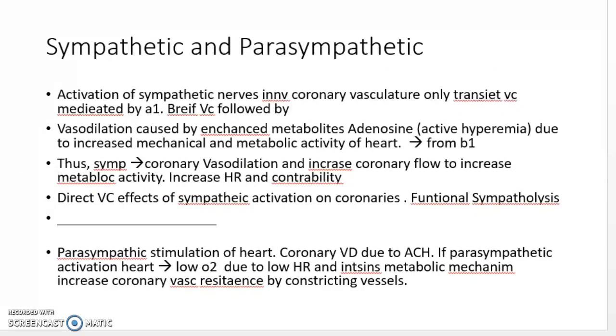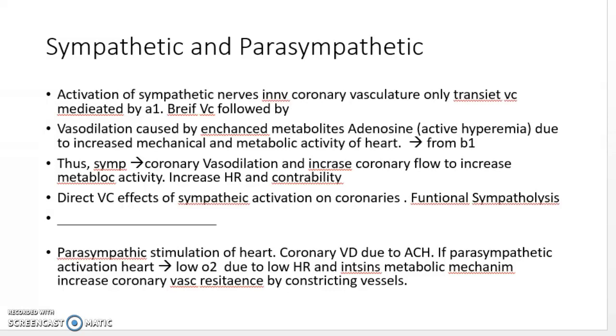Now over here we have sympathetic and parasympathetic. We need to know the two main receptors. Sympathetic activity can cause vasoconstriction and vasodilation. Sympathetic nerves innervate the alpha 1 adrenergic receptor, which is a vasoconstrictor. It's a transient vasoconstrictor, so it's brief and short, not very long.